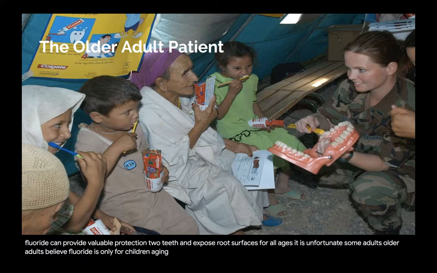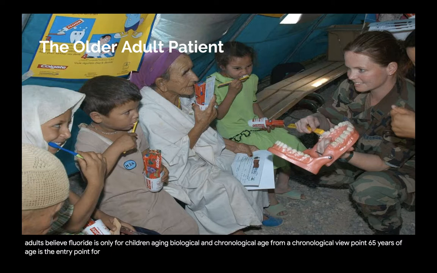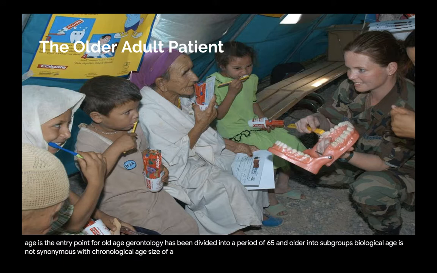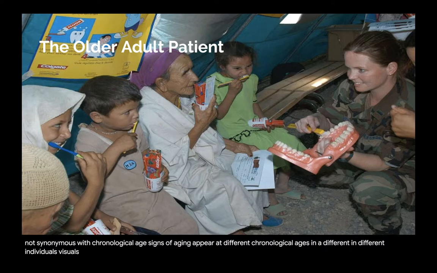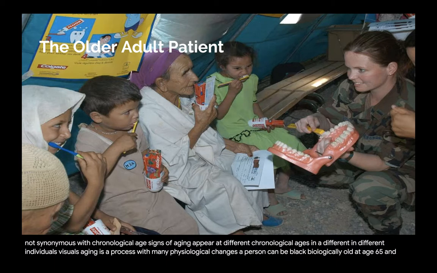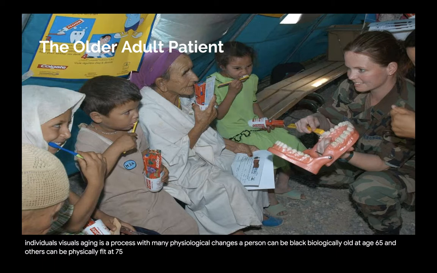Aging, biological and chronological age. From a chronological viewpoint, 65 years of age is the entry point for old age. Gerontology has divided the period of 65 and older into subgroups. Biological age is not synonymous with chronological age. Signs of aging appear at different chronological ages in different individuals. Aging is a process with many physiological changes. A person can be biologically old at age 65, and others can be physically fit at 75.